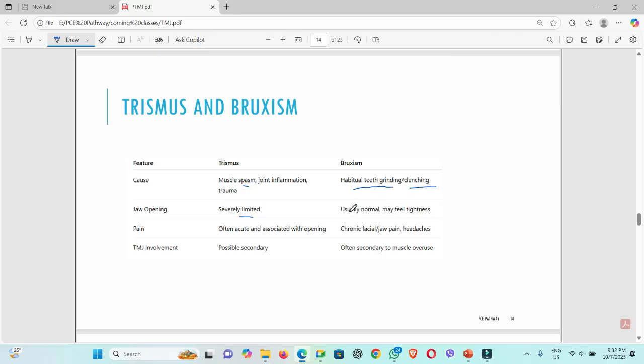Bruxism, jaw opening is usually normal. There could be tightness. Pain in trismus is often acute and associated with opening. Bruxism, they will have chronic pain, headaches, right? Trismus will be related to the acute pain, muscle spasm, joint inflammation, trauma. TMJ involvement could be possible secondarily. Here, bruxism is often secondary to muscle overuse because of grinding, clenching.